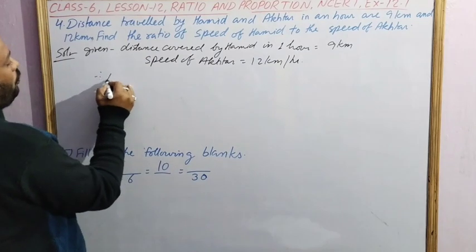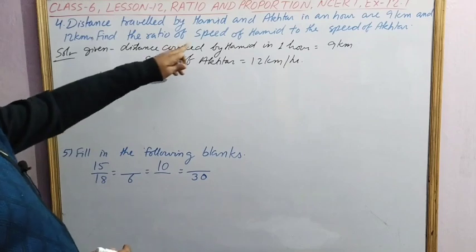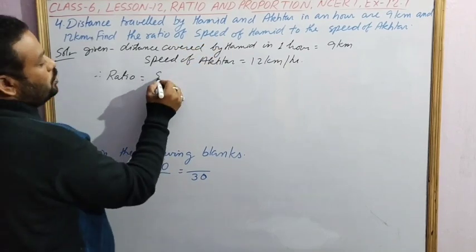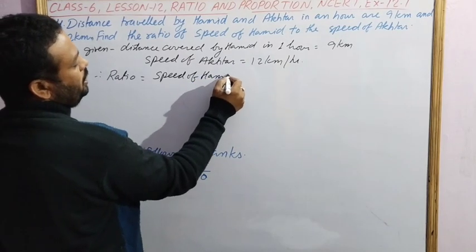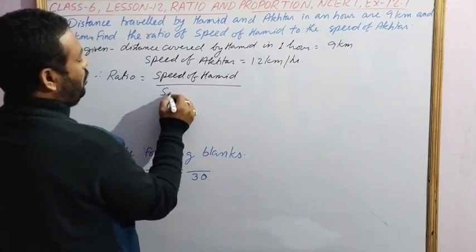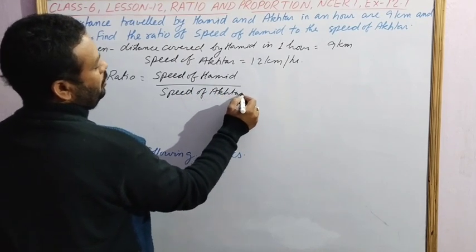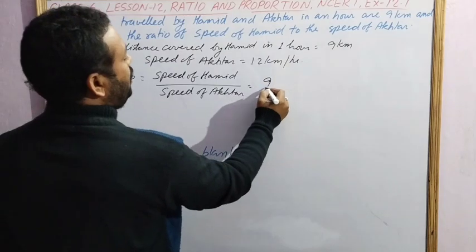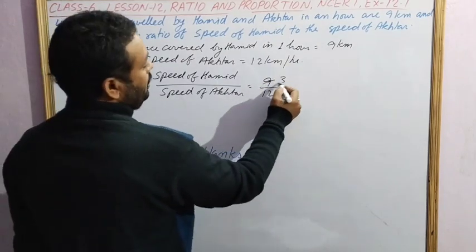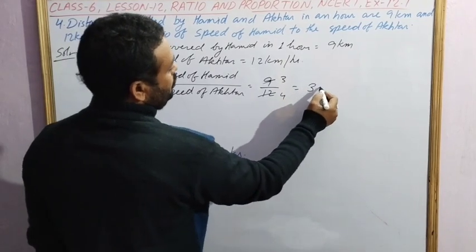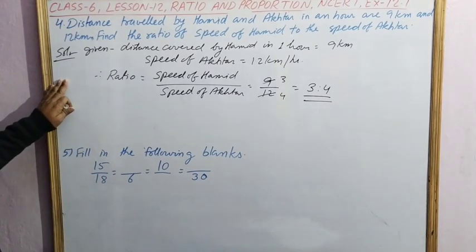So therefore we have to find the ratio. In a ratio, whose speed will be in the numerator? Speed of Hamid. So speed of Hamid to speed of Akhtar. Speed of Hamid is 9 km per hour and speed of Akhtar is 12. Now divide by 3. It will come 3:4. So question number 4 you will do like this.